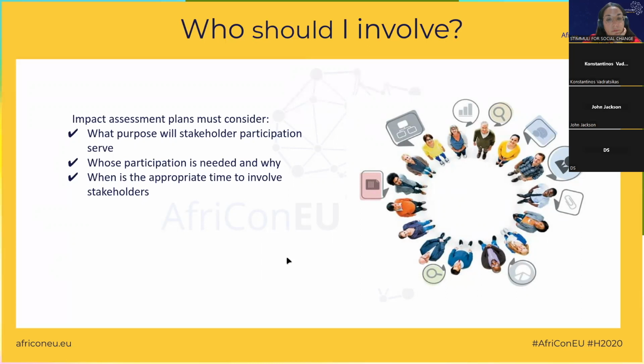Therefore, you need to examine the role of the involved stakeholders and determine who is needed for which purpose and when is the best timing to involve them, until you have a clear view of the combination of stakeholders and the necessary forms of involvement that serves best your impact assessment plan.